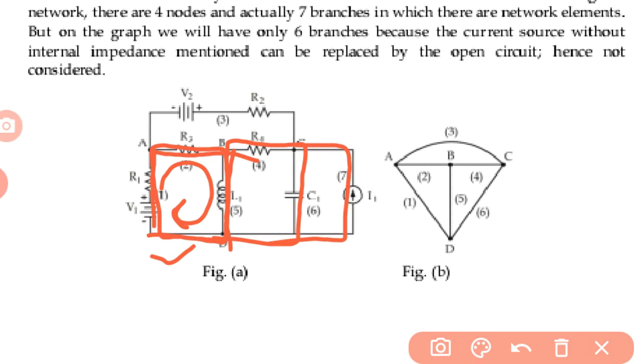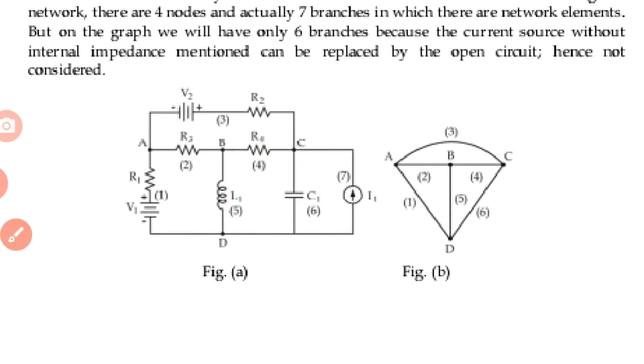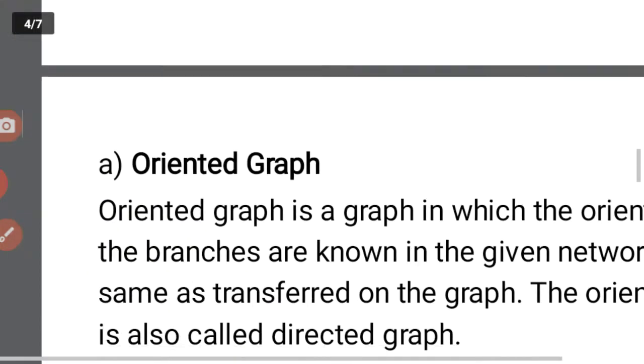Okay, these are some of the terminologies used in network analysis: node, loop, mesh and branch. A node is where two or more elements are connected at one point. Next, a branch is the path in between nodes. When we connect these branches together, that gives the loop. Okay.